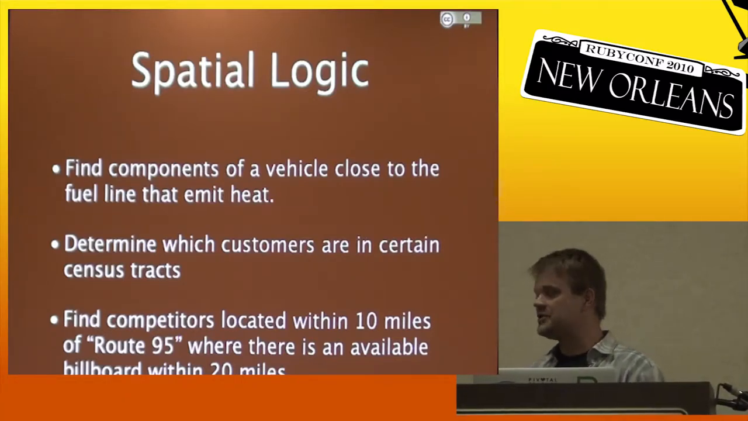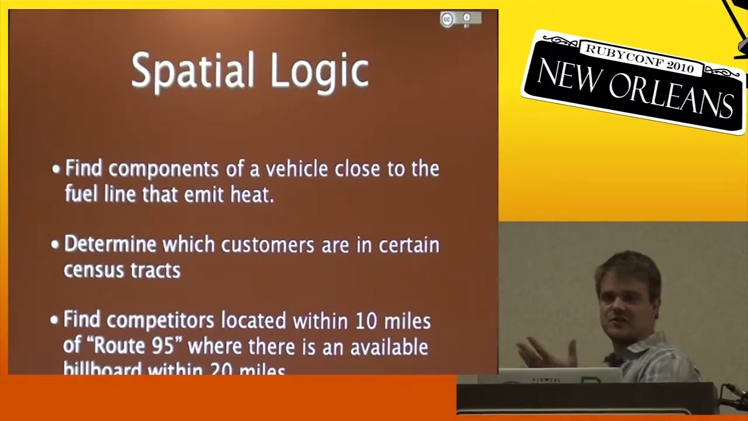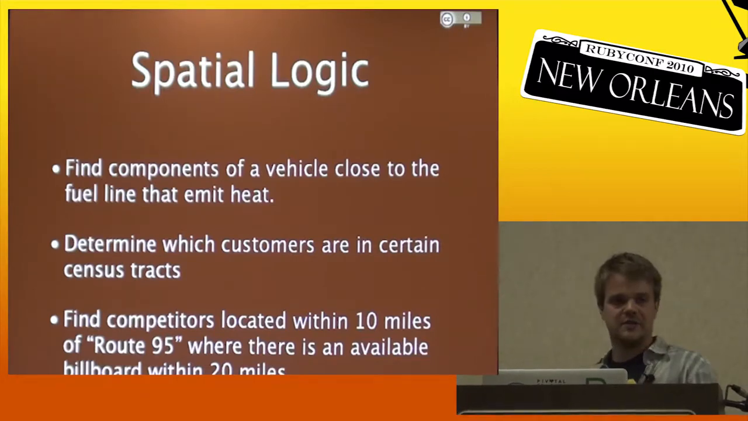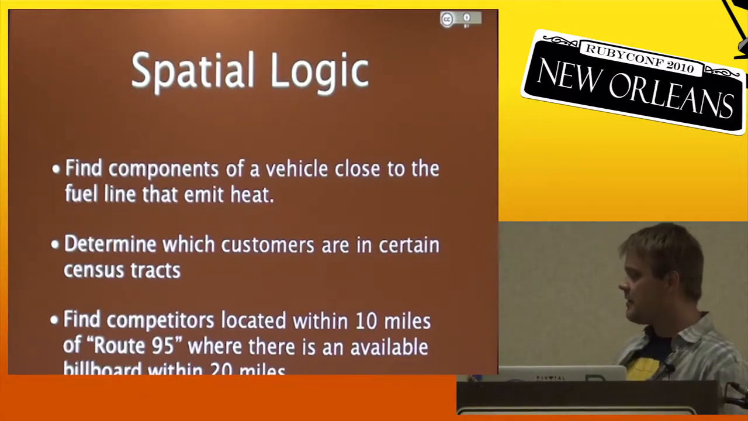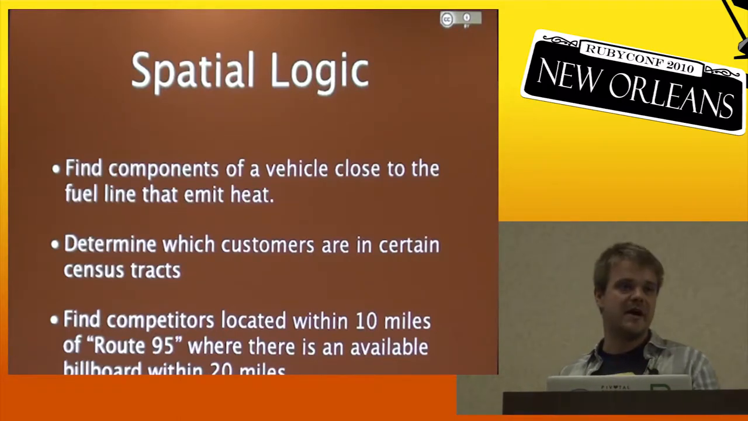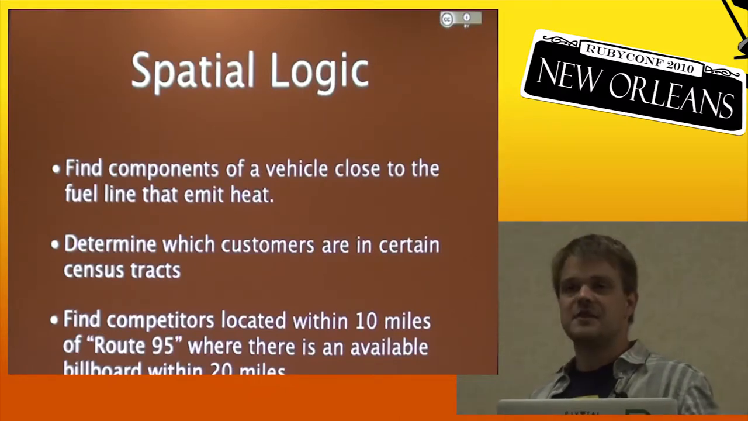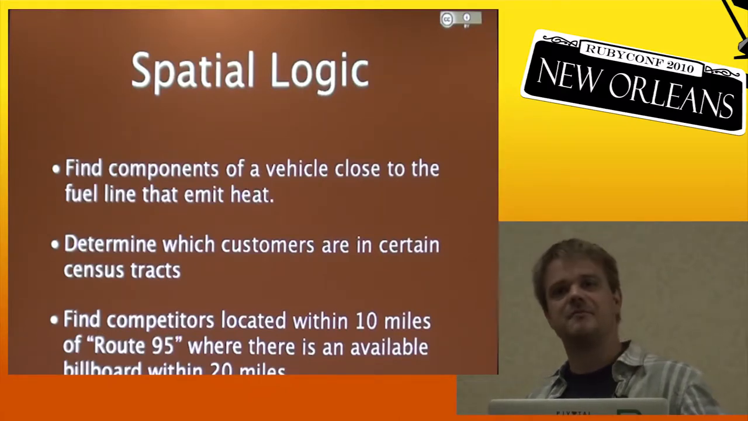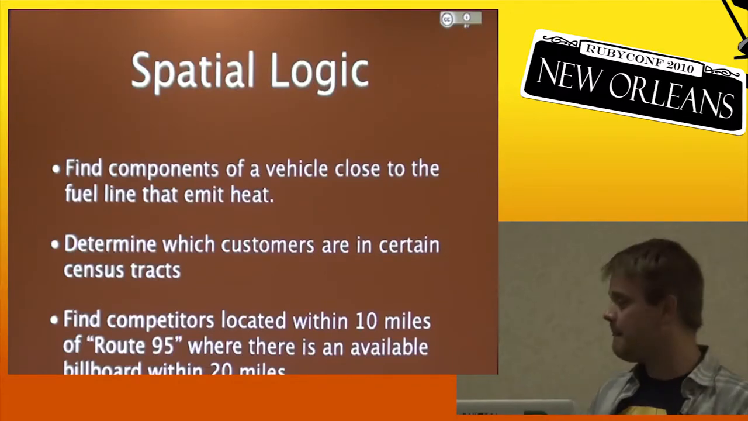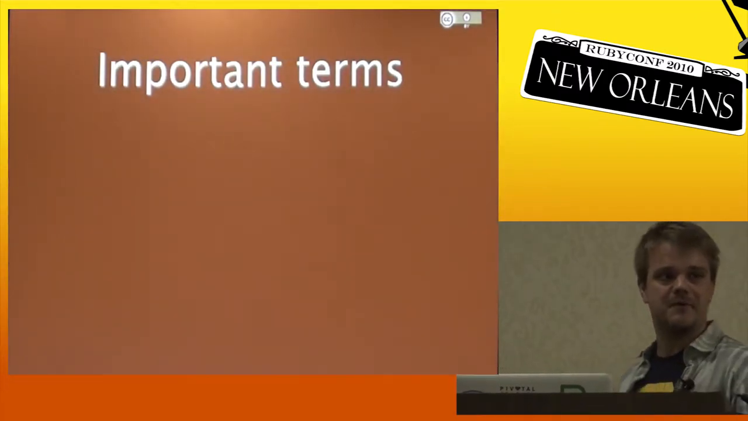The second question is more of a marketing question. You've probably run across this one. This is one of the ones you'll run across first if you start applying spatial logic and spatial thinking to your applications. Then the third one is also a marketing and sales type of question. Find competitors within 10 miles of a road, or whether there's an available billboard within 20 miles on that road. So these are the types of questions you can ask of a spatial system that are a little bit more difficult to answer when you're thinking relationally. So that's what I mean when I talk about spatial programming.